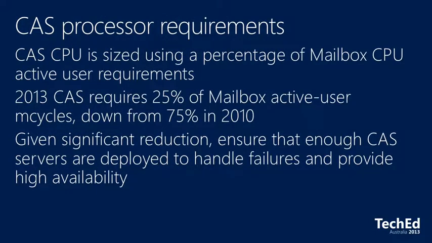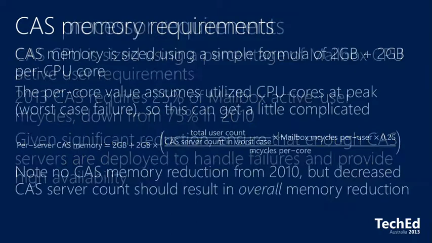There are some beefier processor requirements, but it's not quite as bad as it was in Exchange 2010. In Exchange 2010, we were looking at a 3-to-4 ratio, CAS cores to Mailbox cores. Now we've got about 25% of that down, so we're looking at a 1-to-4 ratio now. Now again, multi-role will change that because you've got it all in the same box, so you're just going to size for the multi-role configuration itself.